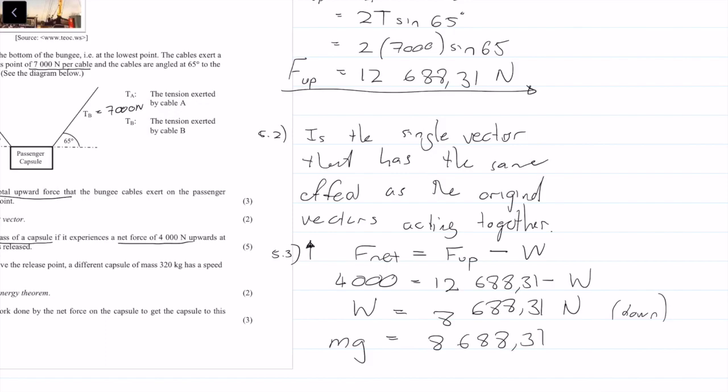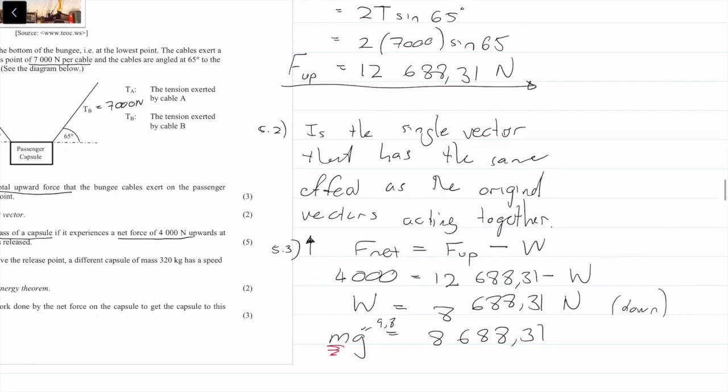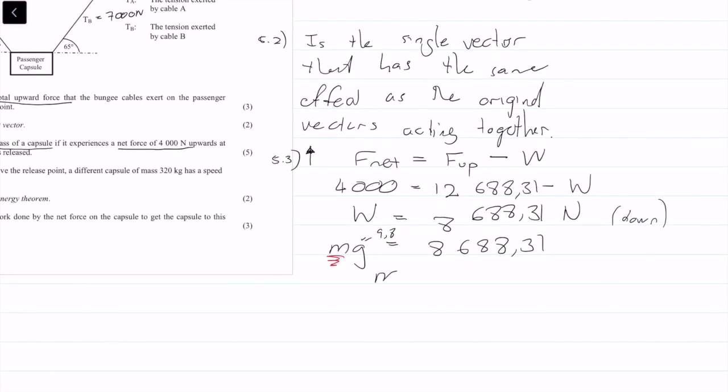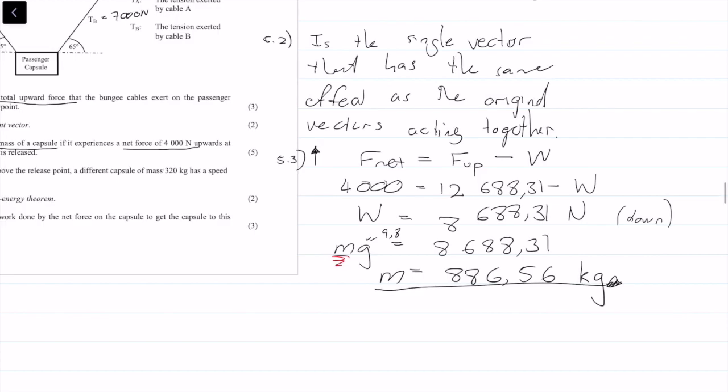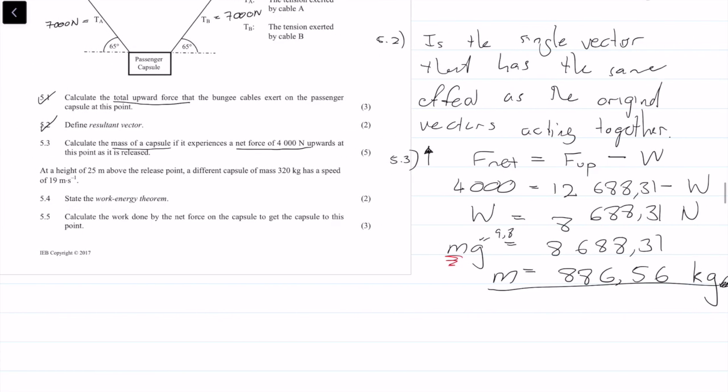Okay, so we want to know what the mass is. We know that gravity is 9,8, so the only unknown is m, and so we can calculate the mass as equaling 886.56 kilograms. Okay, and that's the answer. We had to go through 2 steps there, so we get rewarded with 5 marks.